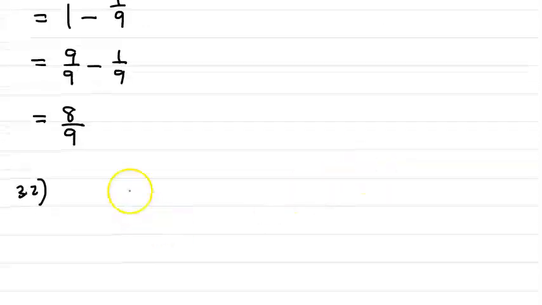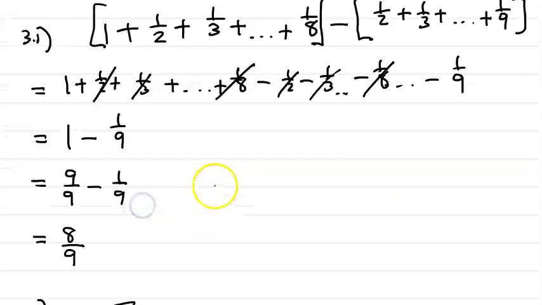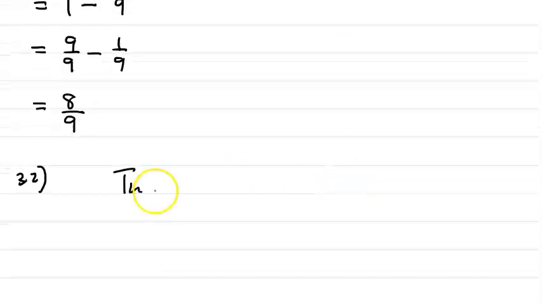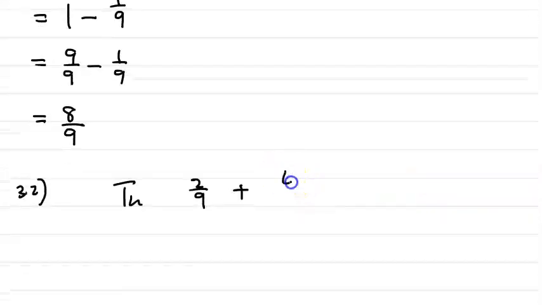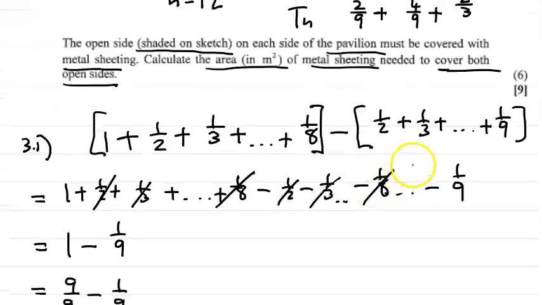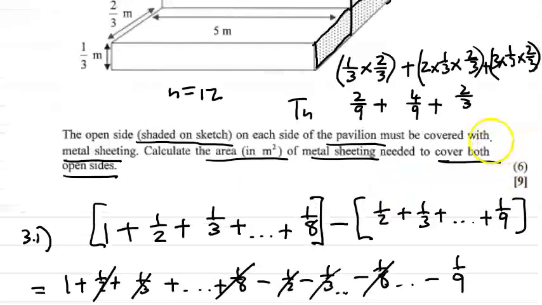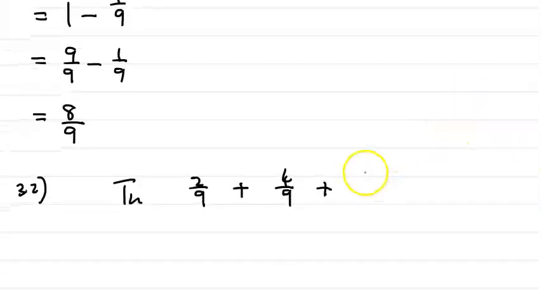Tn equals, so I've got Tn, and this is the key. Always write down your sequence or series. Always do that. That's very important. 2 over 9, 4 over 9, and 2 over 3. Doesn't matter which sequence or series you're dealing with. It can be arithmetic, quadratic, geometric, anything. This is the problem solving process.